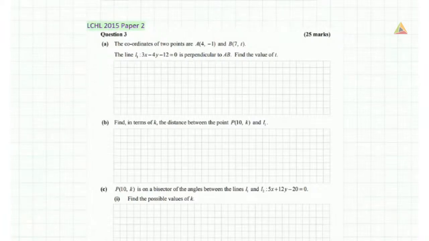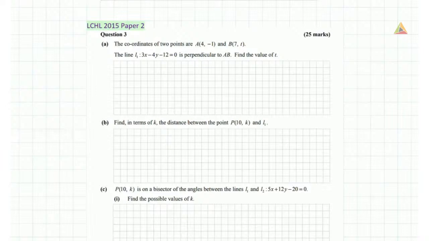First of all, we're going to look at a question from a couple of years ago. This is 2015. Again, it's paper 2. The line is always paper 2. And this is question 3. So the first thing we're told is we're given the coordinates of 2 points, A and B, and the line L is perpendicular to AB. Find the value of t.